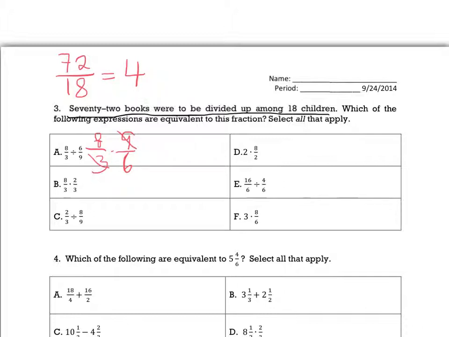So I can cross cancel 3 and 9. 3 turns into 1, and then 9 turns into 3. And then as for 8 and 6, 8 will turn into 4, 6 will turn into 3. And now we can cross cancel one more time. 3 and 3, they cancel each other. So your answer here is 4. Okay? So A will be one of your answers. Now you finish up and simplify the rest of them and figure out which one's equal to 4.